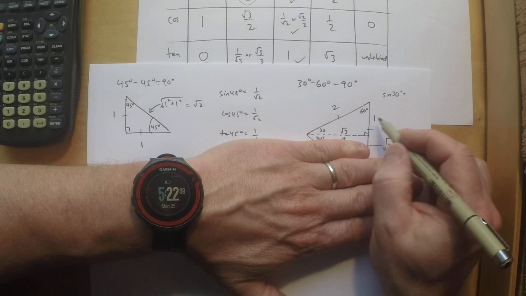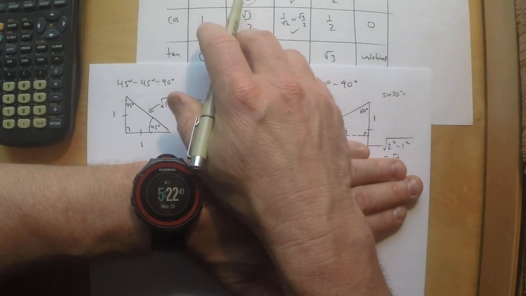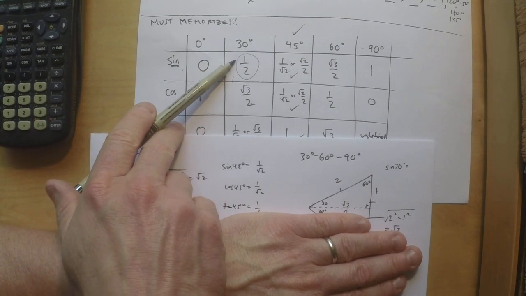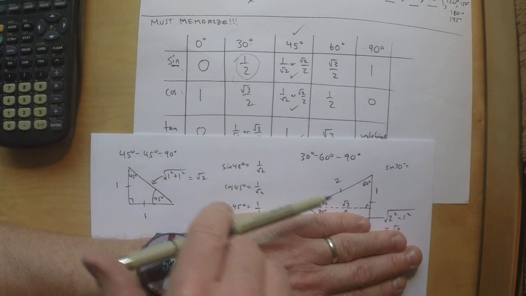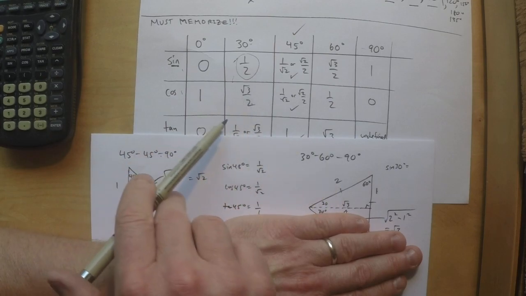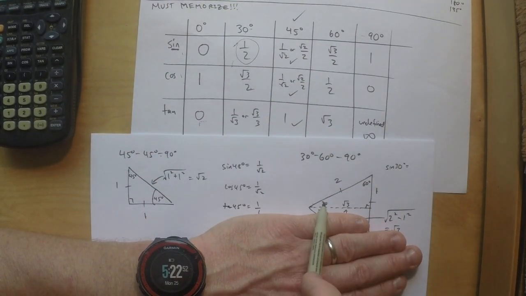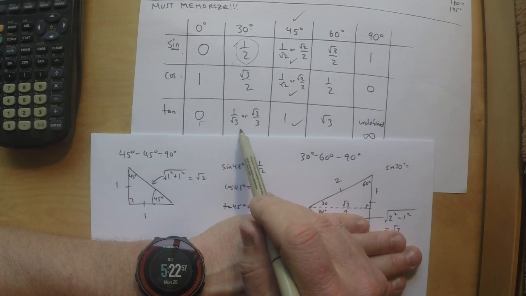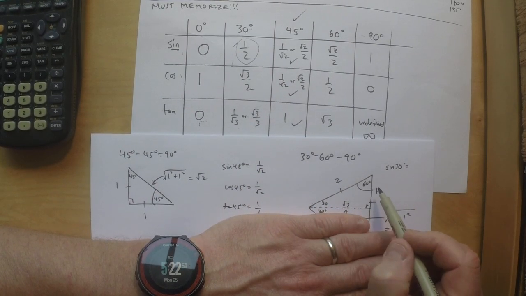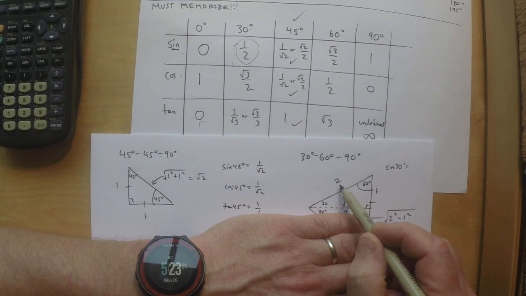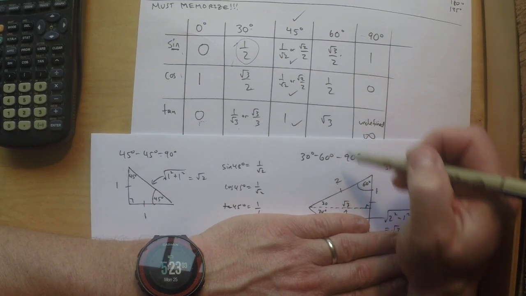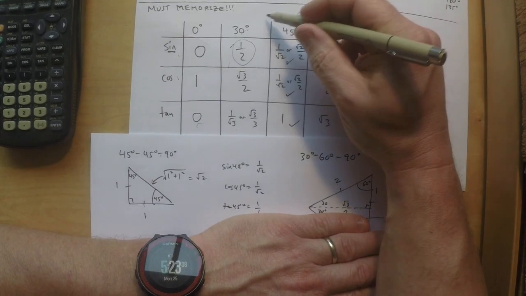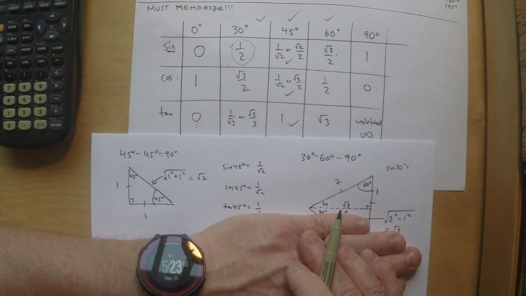Sine of 30, opposite over hypotenuse, 1 over 2. What's cos of 30? Cos of 30 is root 3 over 2. What's tan of 30? Tan of 30 is 1 over root 3. And same thing for 60. Sine of 60, opposite over hypotenuse, root 3 over 2. Cos, 1 over 2. Tan, root 3 over 1. Boom. So that triangle takes care of both of those.